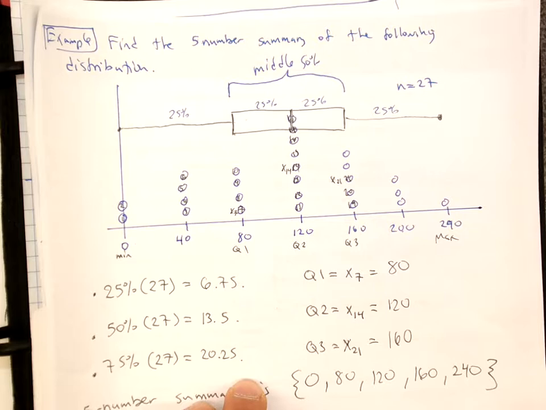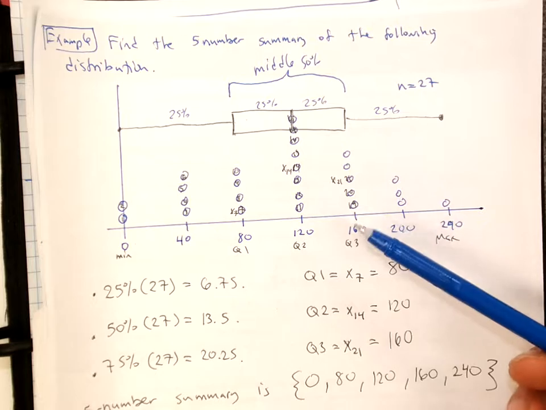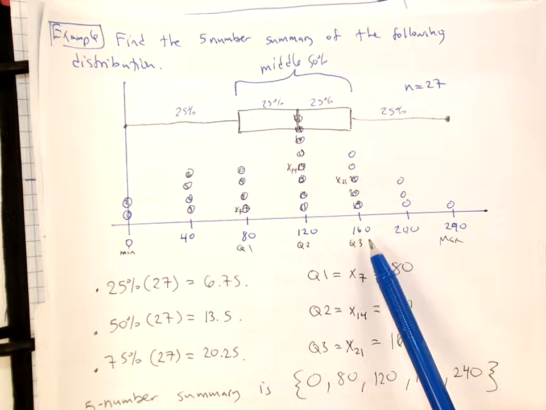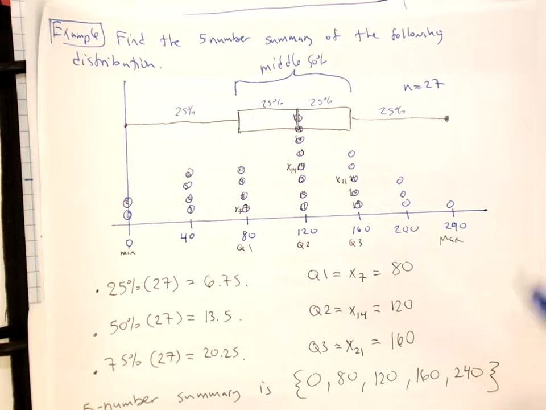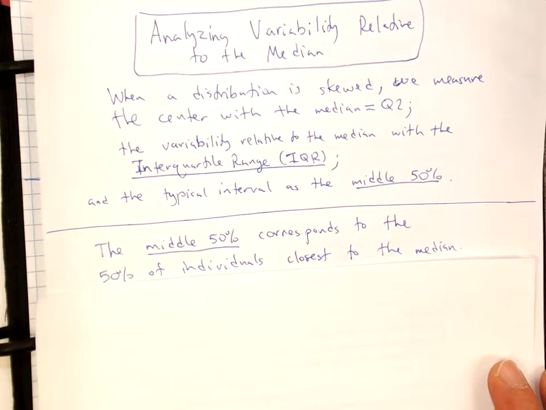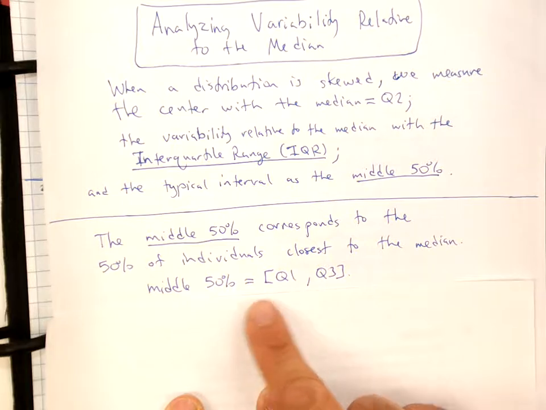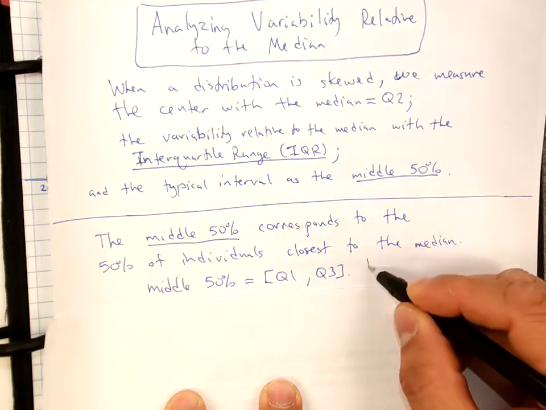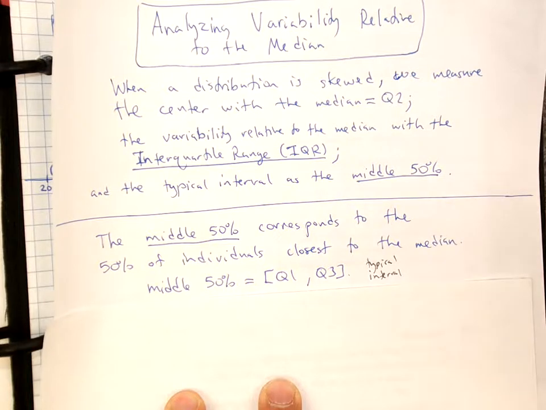This is what we will refer to from now on, when we use the 5-number summary, as our typical interval. So for example, in this particular example, the typical interval is from 80 to 160. Those are the typical values, which is probably what we would say if we were just looking at this graph and had done no calculations. So let me go back here. The middle 50% corresponds to the 50% of individuals closest to the median. That is, the middle 50% is the interval from Q1 to Q3. This is going to be our typical interval from now on, at least when we are using the median and the quartiles.